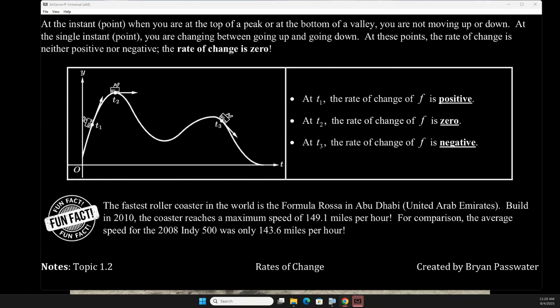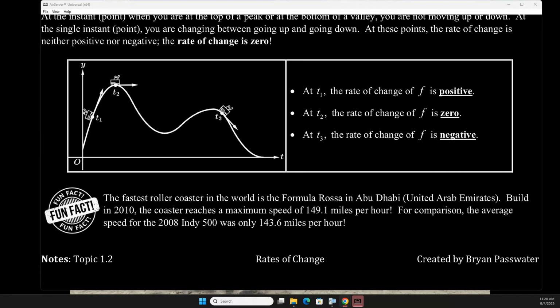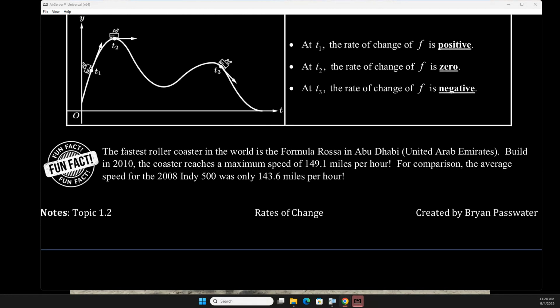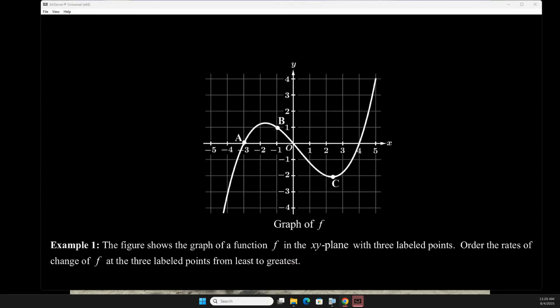Apparently, there is this crazy roller coaster called the Formula Rossa in Abu Dhabi that reaches 149.1 miles per hour. I will not be getting on that roller coaster. That's faster than an Indy car, so it's kind of crazy.